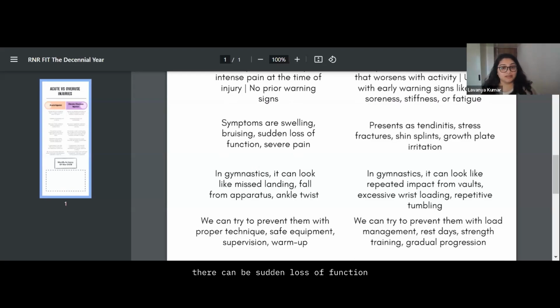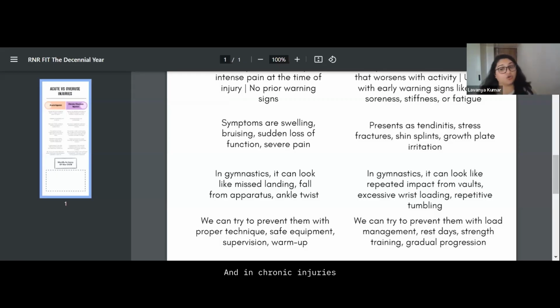There can be bruising, there can be sudden loss of function, in the sense that you might not be able to put all the weight on your leg. Say if you have a sudden ankle twist, you will not be able to put all the weight on it. The body is going to protect itself by not letting you bear weight on it. And of course, there can be severe pain.